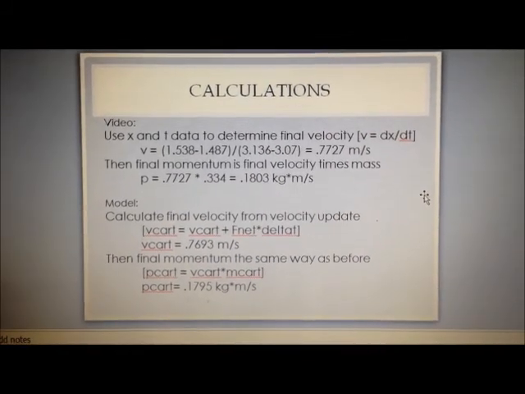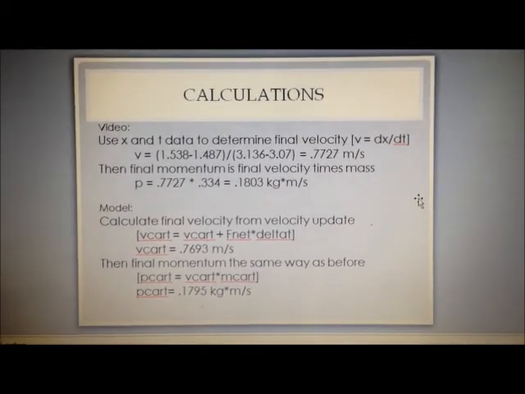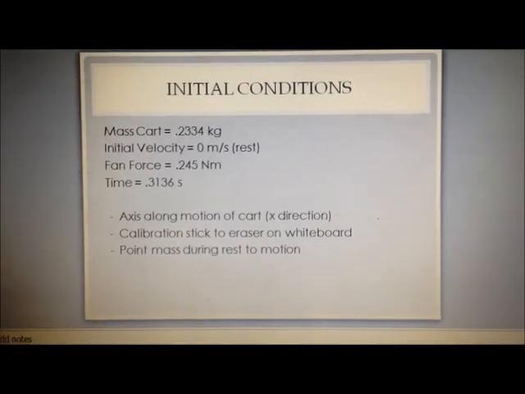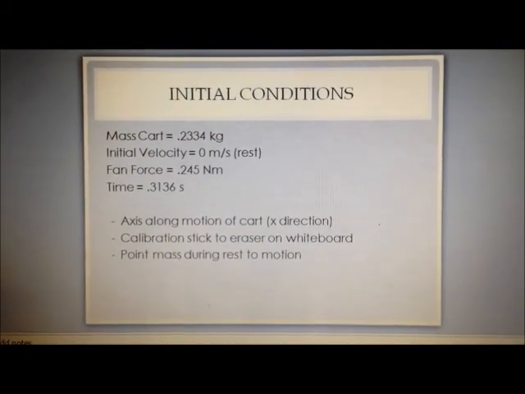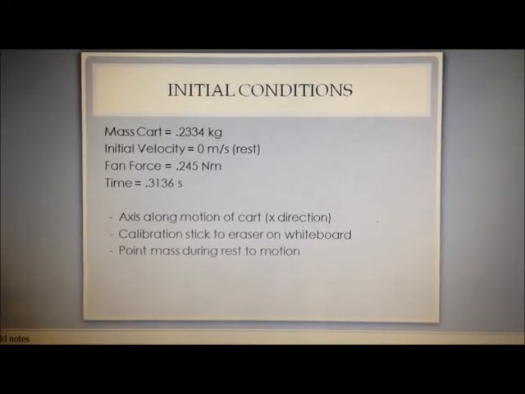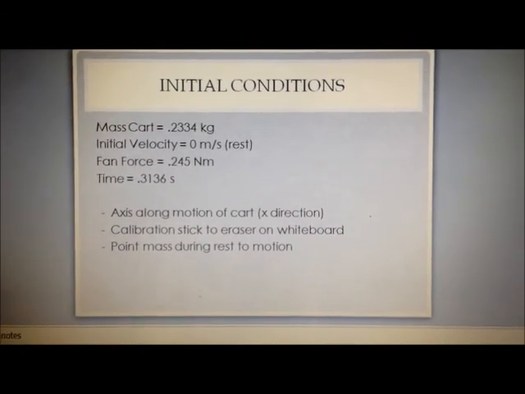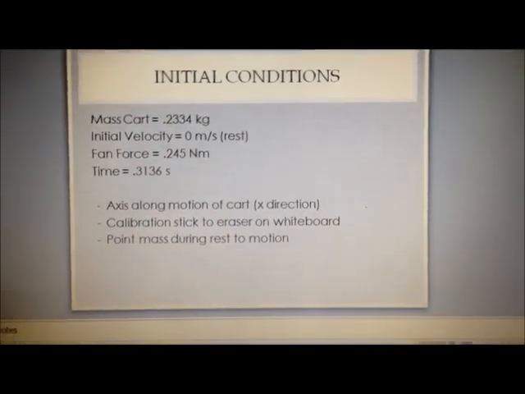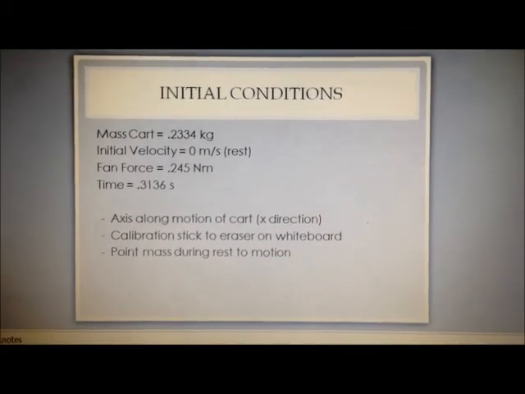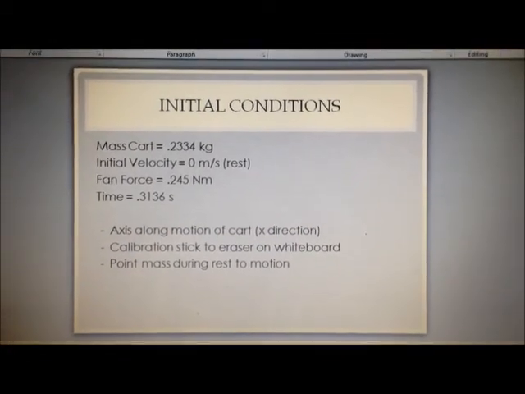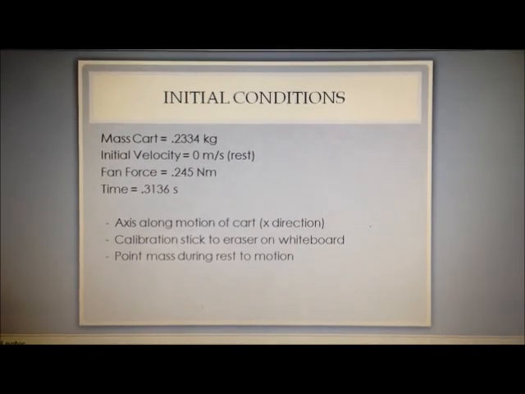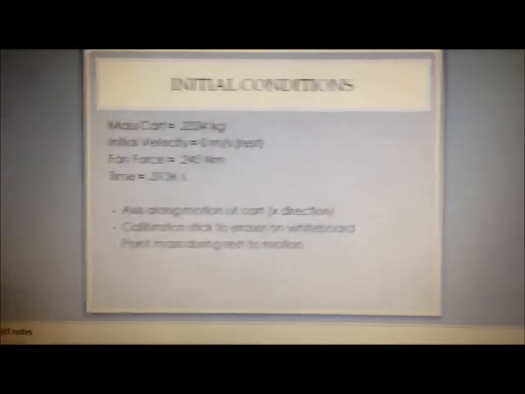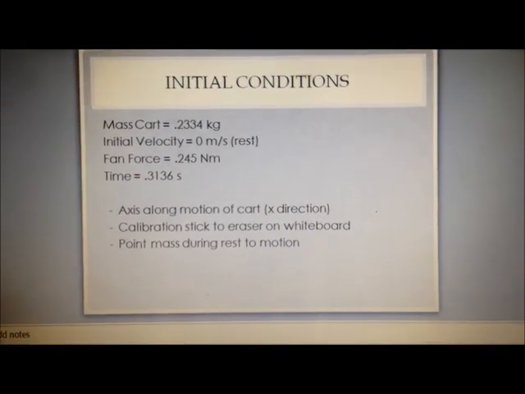So my goal was to create a model that accurately represented this data, and so my initial conditions that I used in my model were the mass of the cart, which I got from the website, which was 0.2334 kilograms, initial velocity, which is at 0, you saw in the video, is at rest, and then it starts moving. That's why you can see it starts slowly increasing, which is the acceleration, which ultimately leads us to our final velocity. The fan force, which was just an average calculation since the force was constant, so it's 0.245 Newtons, and then my time in my video, which was 3 seconds, approximately.